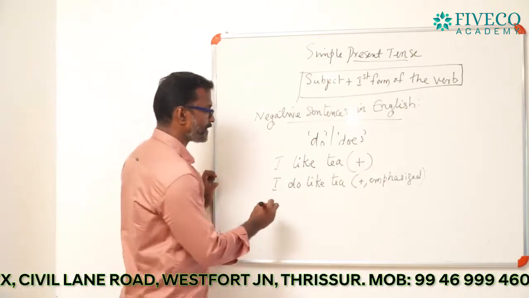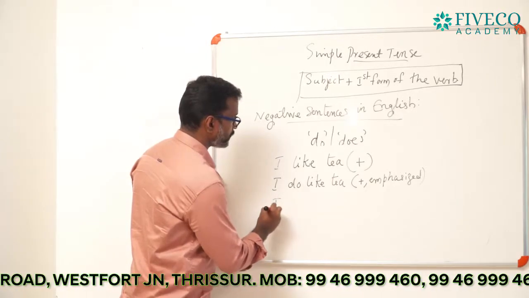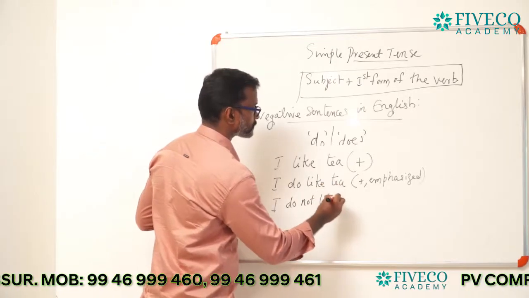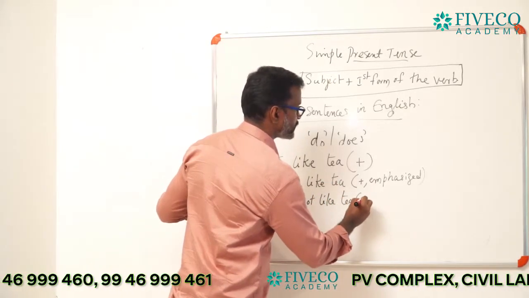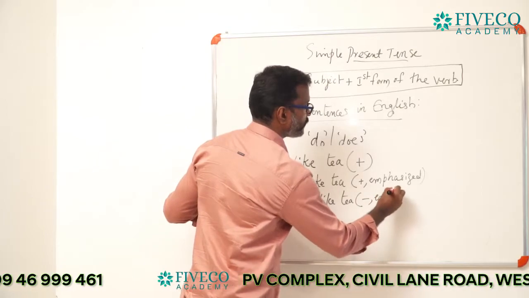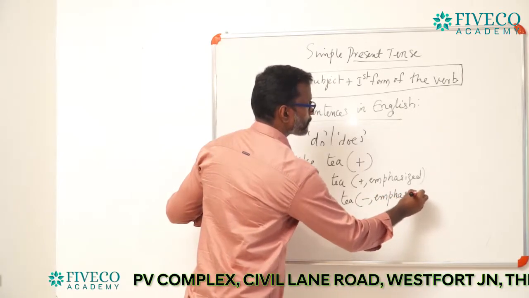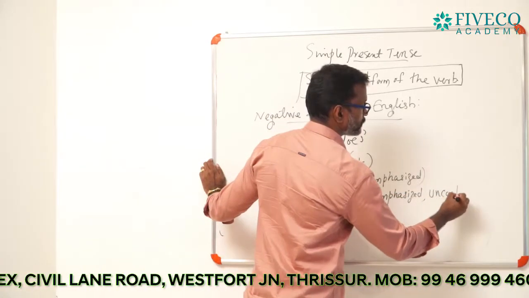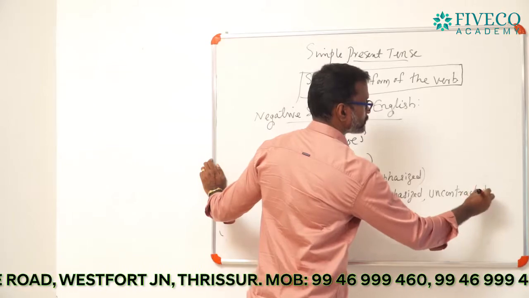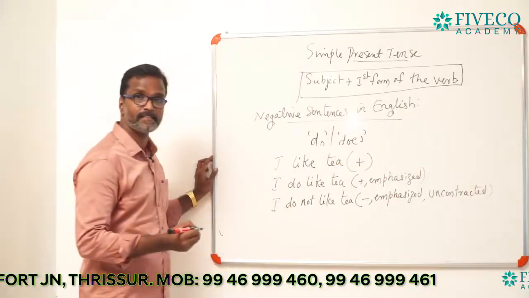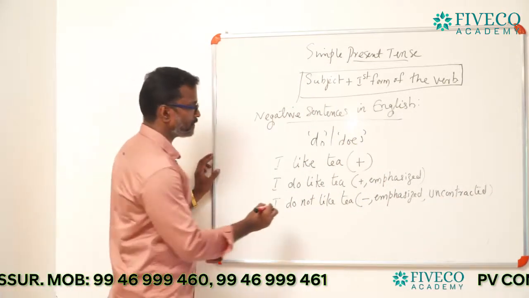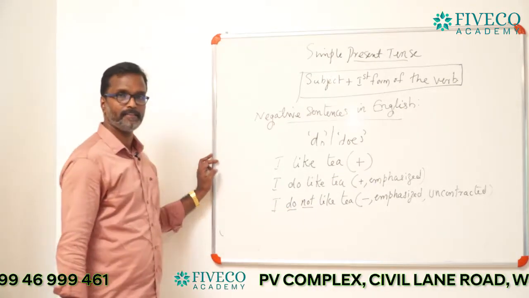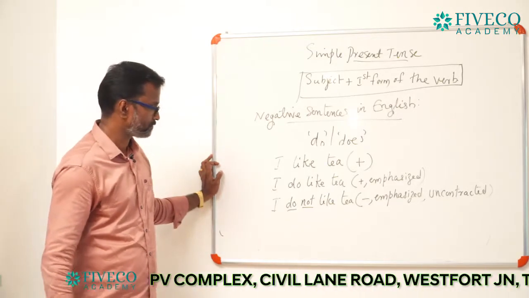You can easily write the negative: I do not like tea. The sentence is negative, emphasized, and what do we say, uncontracted. Uncontracted means, again, the auxiliary verb and not stand separately. That's why we say uncontracted.